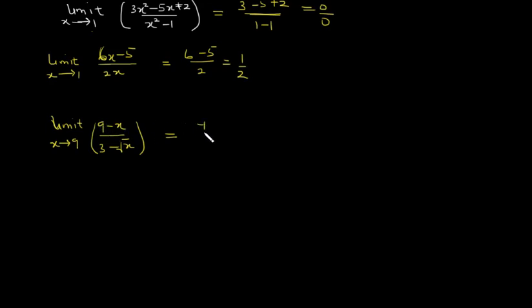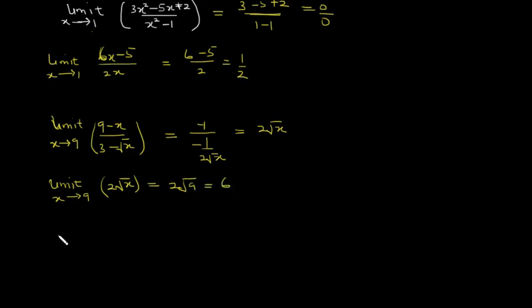This will give us minus 1 on 0 minus the differentiation of root x, which is 1 over 2 root x. When you simplify that, this is going to give you 2 root x. Therefore, the limit as x approaches 9 of the function 2 root x is equal to 2 root 9, and that should give you 6.